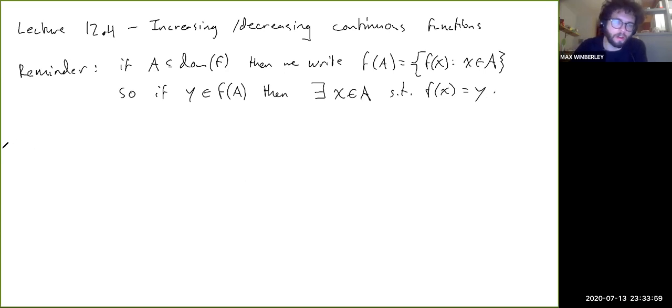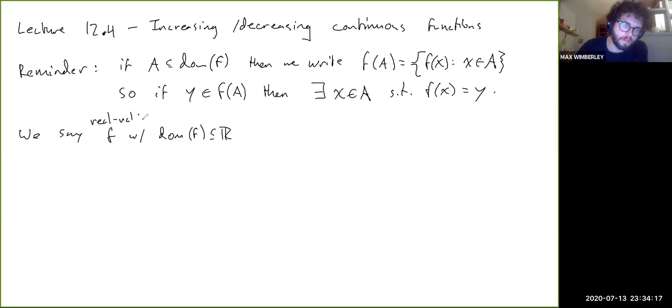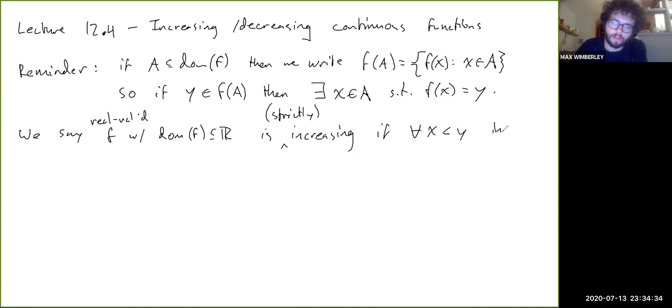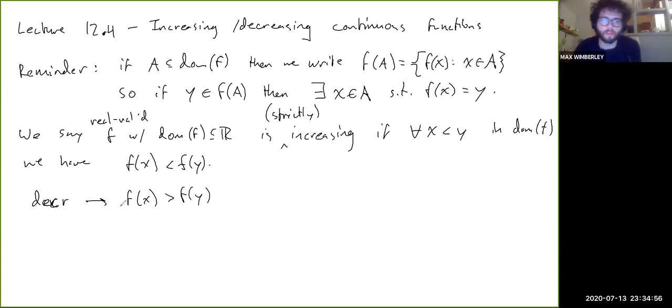Anyway, now we say a function f, with domain of f in R, real valued of course, is strictly increasing if for all x less than y in the domain of f, we have f of x less than f of y. Simple enough. And similarly, strictly decreasing means f of x is greater than f of y whenever x is less than y.